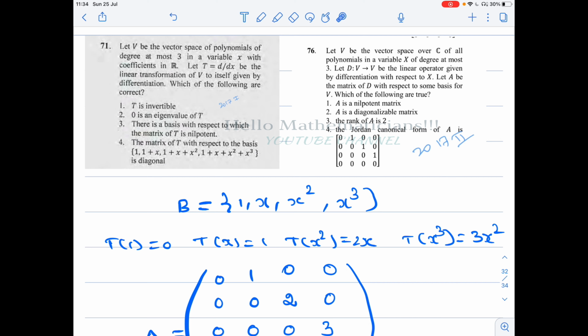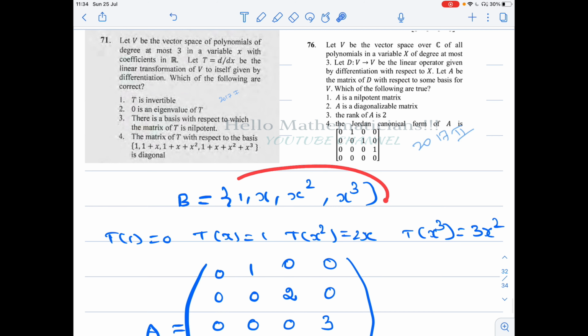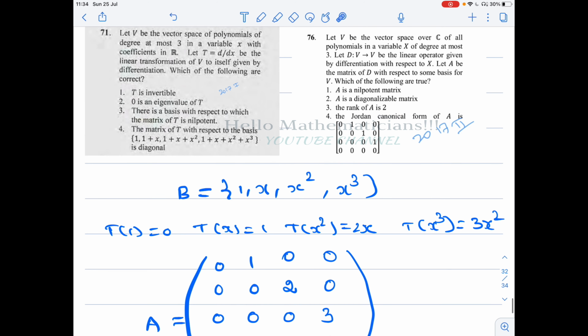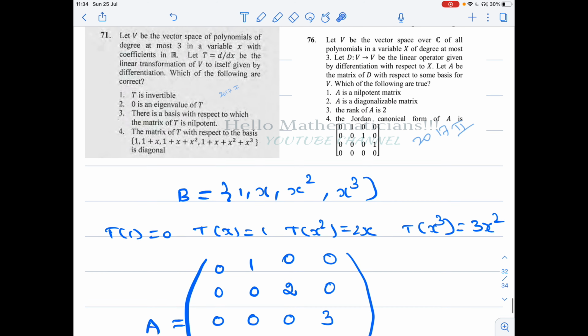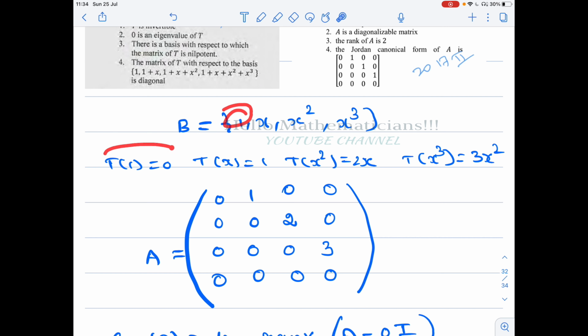The vector space of polynomials of degree at most 3 has basis 1, x, x square, x cube. This is the standard basis. So we calculate the matrix of this derivative linear transformation with respect to this basis. Okay. So T of 1 is 0, derivative of the constant is 0, T of x is, derivative of x is 1, derivative of x square is 2x, derivative of x cube is 3x square.